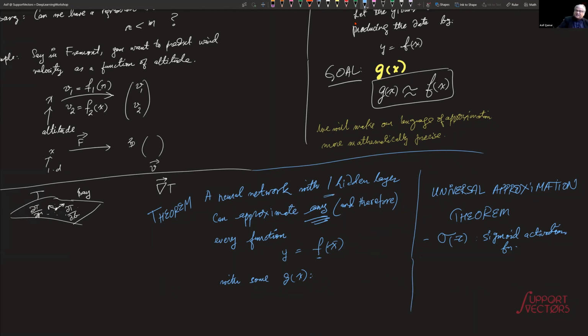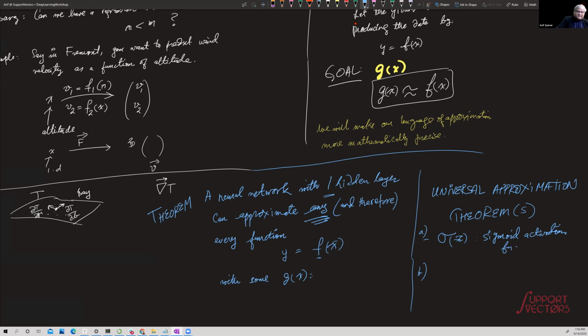Let me call these approximation theorems. The A version was very specific. The B version generalized it and said it is actually not a property of the activation function, but of the architecture of the neural network. So long as you have a neural network like this, where y is equal to the g(x) here, this g will be a very good approximation to f(x). And you can have a lot of nodes in the hidden layer.